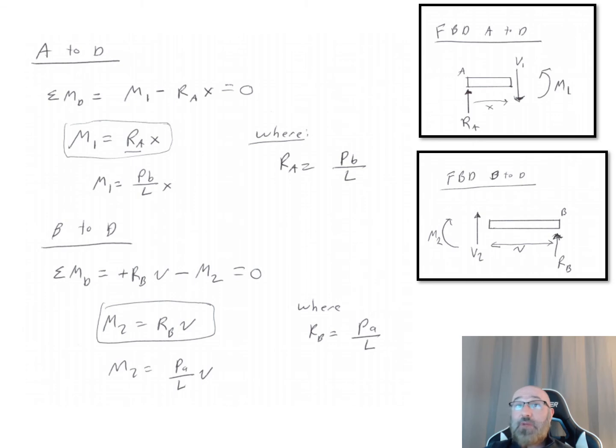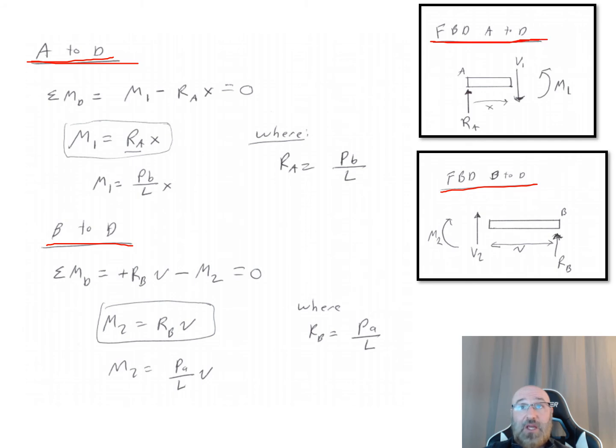So with these free body diagrams, so our free body diagram from A to D and our free body diagram from B to D, which I've redrawn over here for us to reference, what we're going to do now is our summation of moments about that point D for both the section from A to D and our section from B to D.